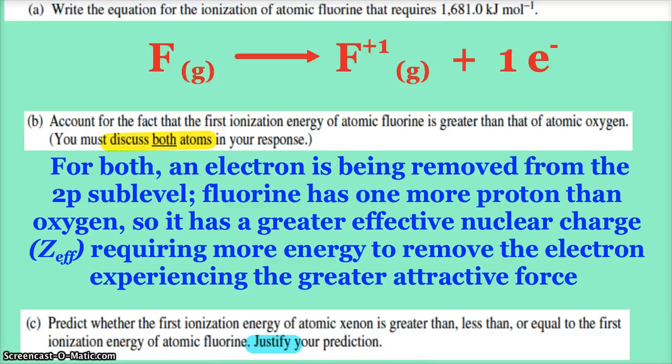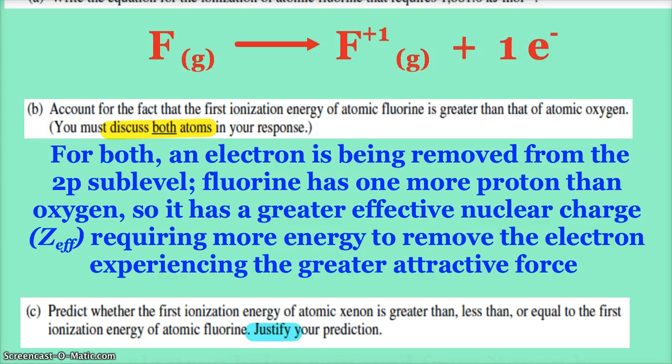It has a greater Zeff, a greater effective nuclear charge. Or, like I said, you could just say it has a greater Zeff. And so more energy is required to remove that electron because of the greater attractive force. Now, that's a little wordy, but, showing you got to discuss both atoms, so we need to know that for both, where the electron's coming from, and that fluorine has one more proton than oxygen, so it has a greater Zeff. Now predict, will the first ionization energy of atomic xenon be greater than, less than, or equal to fluorine?